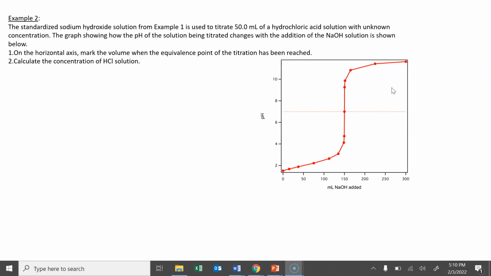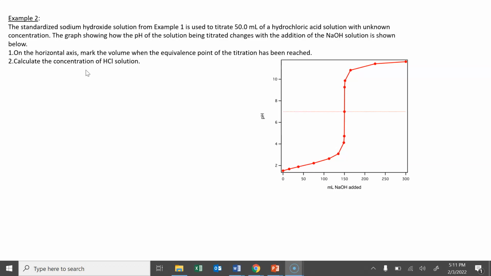Remember, acids have a low pH, bases have a high pH. I want you to remember that one of the ways that we can recognize the equivalence point is when we have a very rapid change in pH, and that occurs right here when we have a vertical line on the pH curve. If you look at that red dot where it coincides on the x-axis, it is pretty close to 150 milliliters. So the first part, we just want to mark the volume of the equivalence point on the x-axis. So just put a little x right there at about 150 milliliters, maybe a little more.